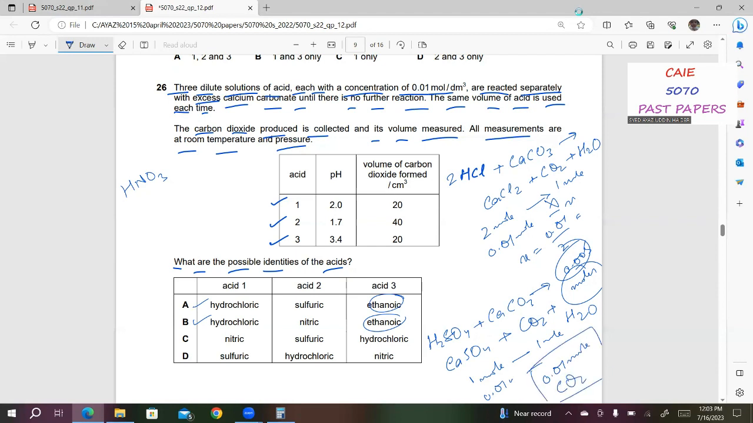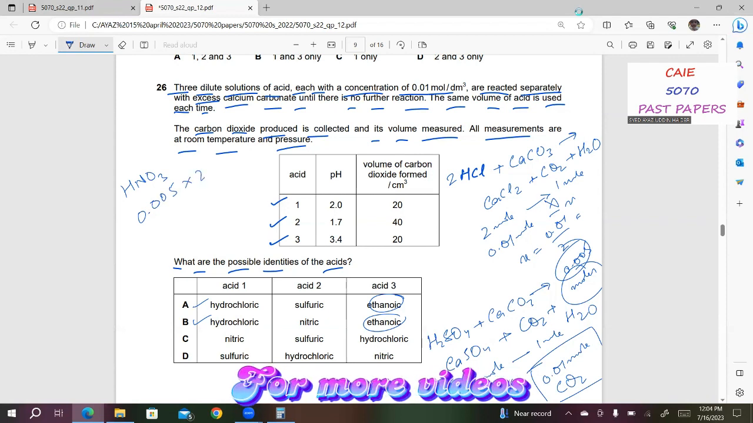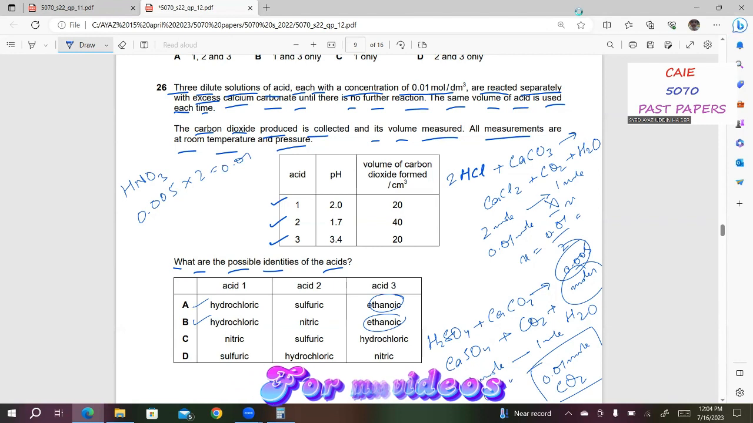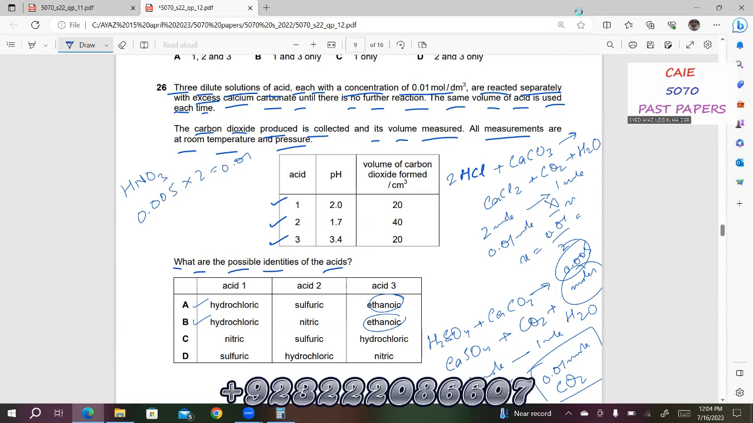This is for H2SO4. Look at the difference in the moles of CO2 produced by hydrochloric acid and sulfuric acid. You see, in case of sulfuric acid, it's 2 times. 0.01 mole is 2 times of 0.005. If you multiply 0.005 by 2, you will get 0.01. So it means the volume produced will be double in case of sulfuric acid. So acid 1 must be hydrochloric acid and acid 2 must be sulfuric acid.